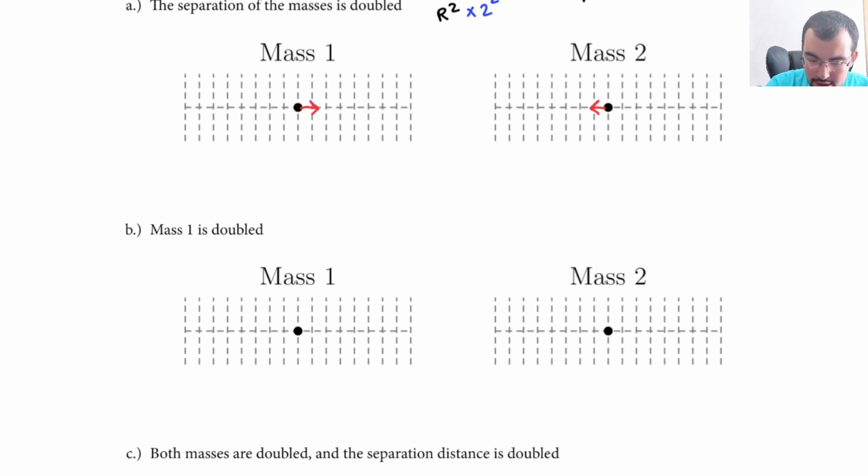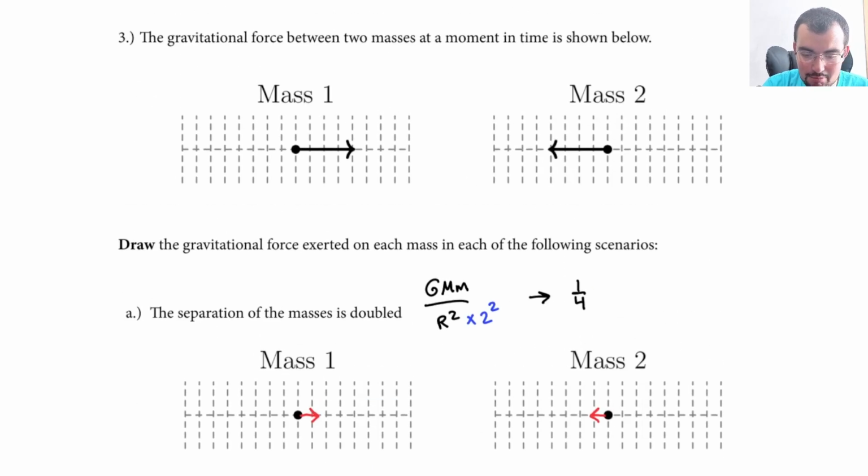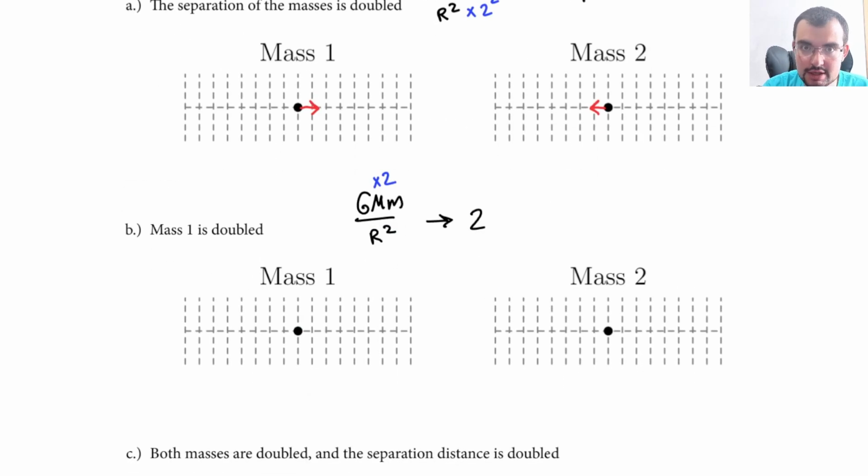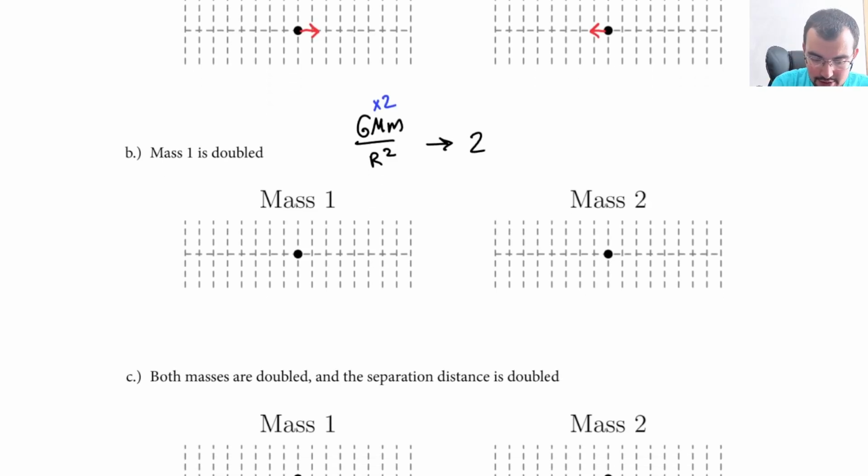What if mass 1 is doubled? Well, if mass 1 is doubled, we're doubling one of these m's and not the other. So this means the force is doubled. And the force is doubled from its original value on both masses because the force is equal and opposite. So I need 8 force units. And yep, I'm sure I made that grid exactly 8 units long for this reason.